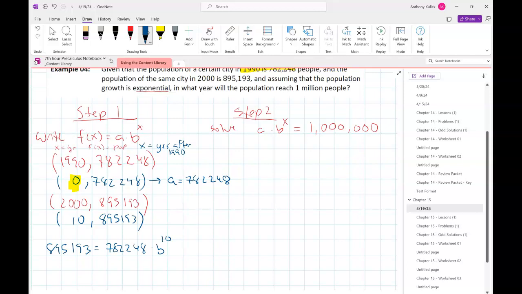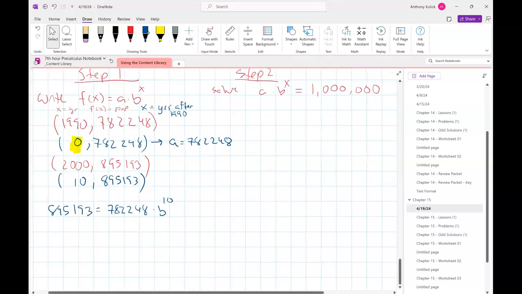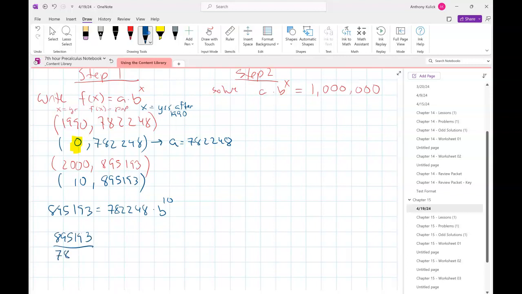How do I solve this for b then? What should I do next? To solve this equation for b, you're going to want to divide by the 782. And then how do I get rid of the 10th power on the b? What's going to cancel out that exponent of 10?